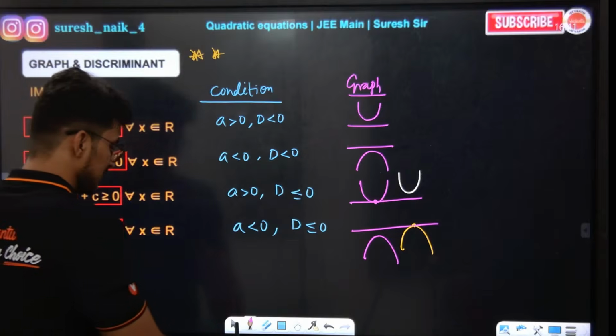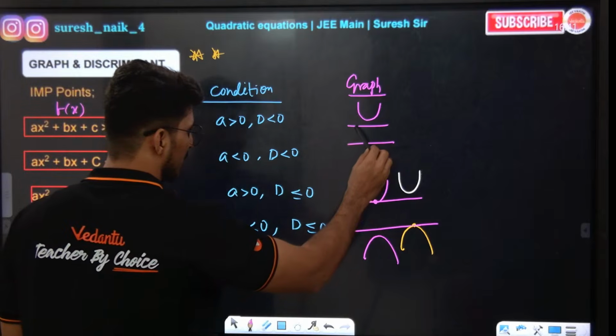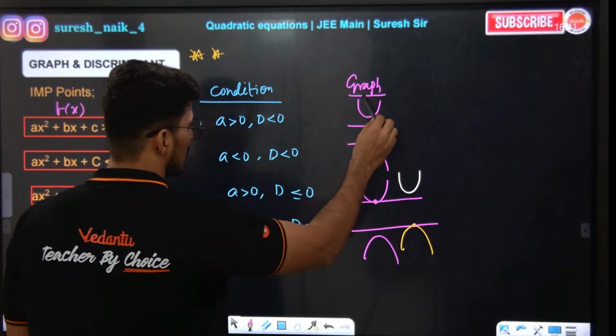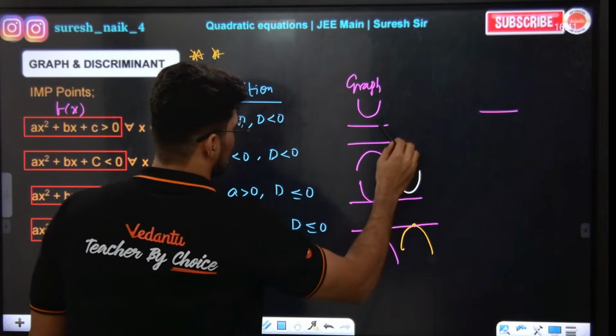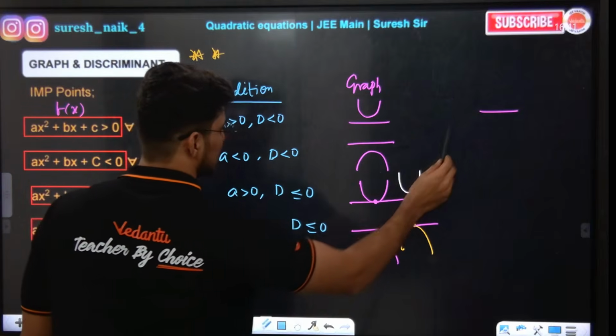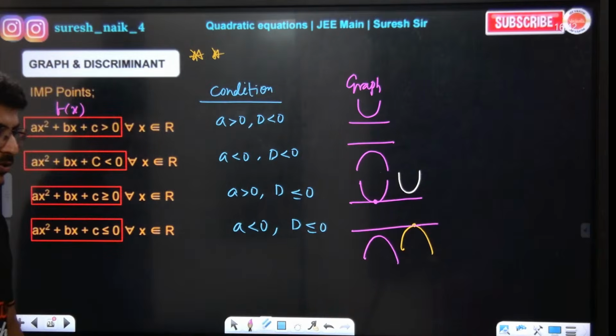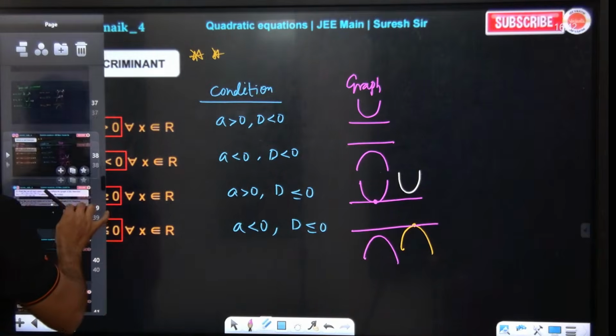Are you getting the point or not, guys? Here there will not be any contact between the graph and this. So there will not be any contact between the x-axis and the graph when D less than 0. Very good. Super important. You should remember that.